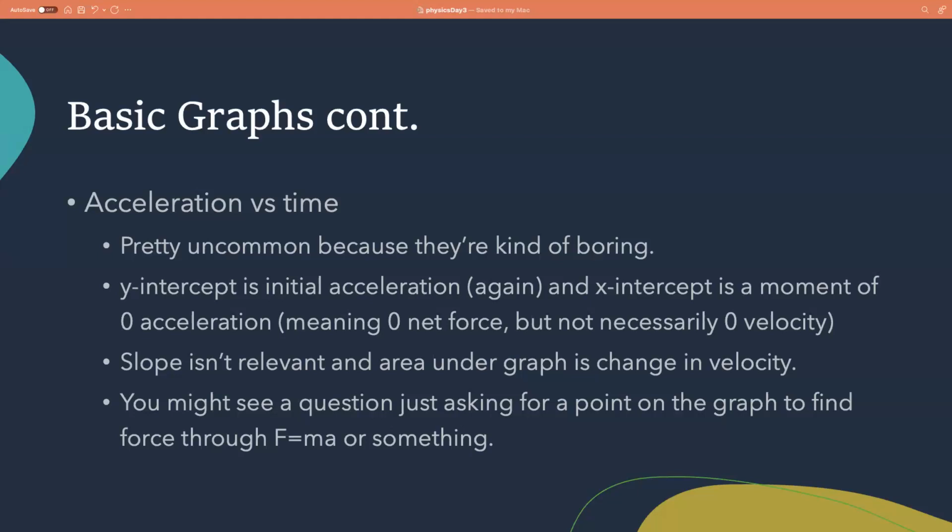So it just means the velocity is constant in that one moment, which again is not very relevant to real world moments. I guess if a car is speeding up and eventually stops speeding up as it reaches a highway speed, then that's going to be considered 0 acceleration. But yeah, this isn't that relevant. You'll probably find something asking you to use a point and plug it into F equals ma, or use an average acceleration to find an average force. But these are pretty uncommon and there's not much to say about them either. So we're going to move on from these.